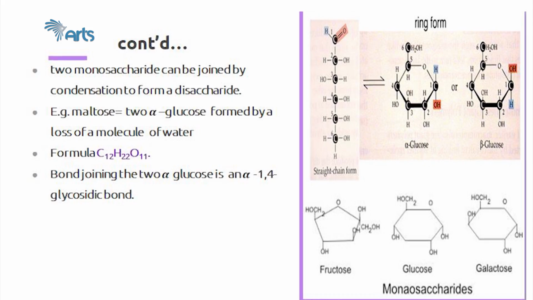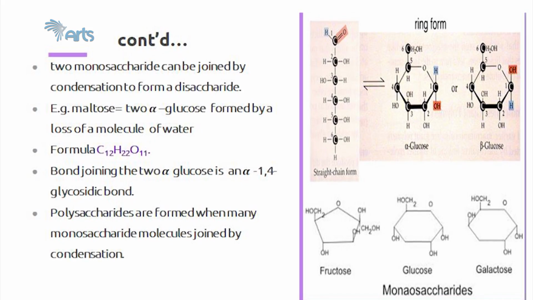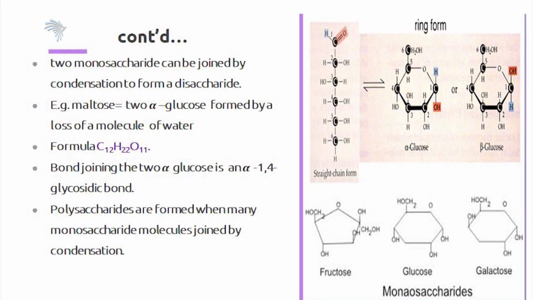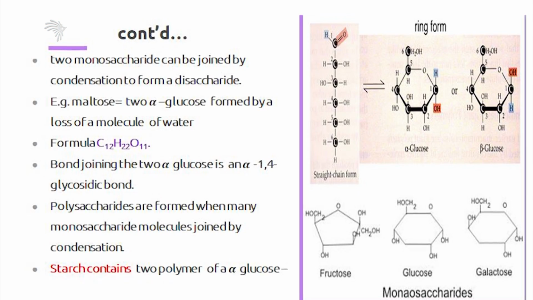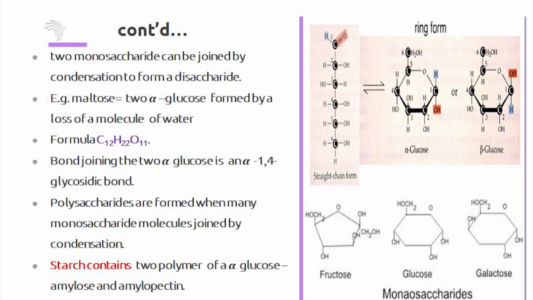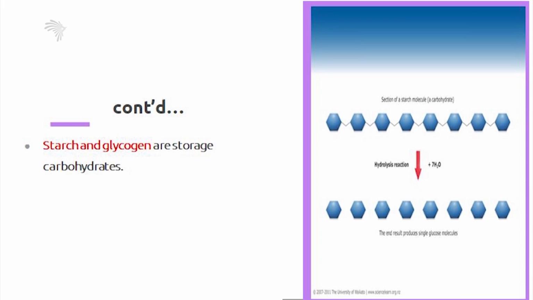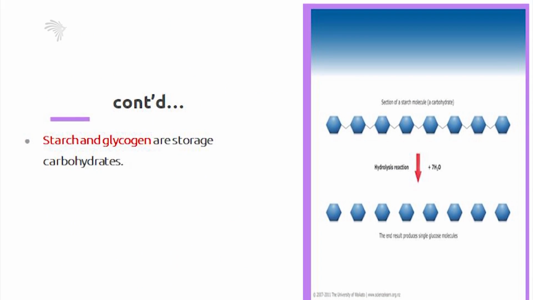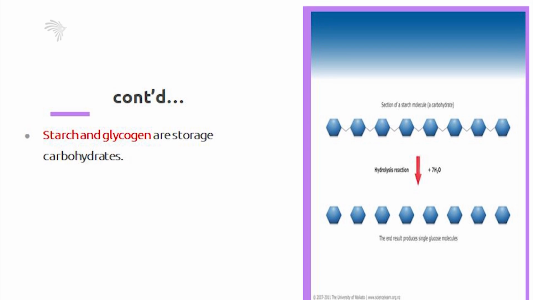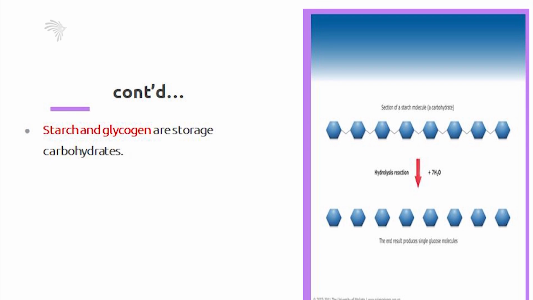Another carbohydrate group is the polysaccharide, formed when many monosaccharide molecules are joined by condensation. Examples: starch contains two polymers of alpha glucose, amylose and amylopectin. Starch and glycogen are storage compounds: starch for plants, glycogen for animals.